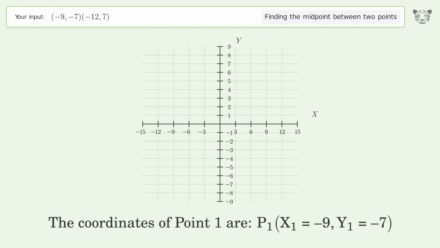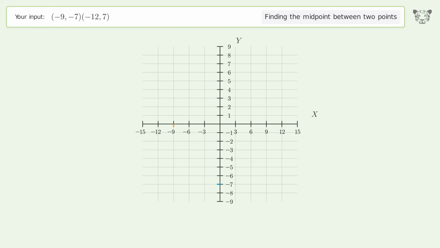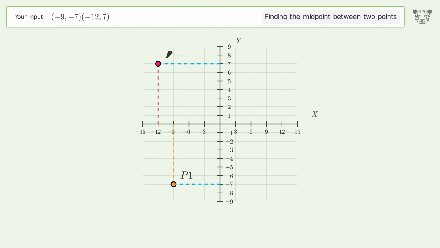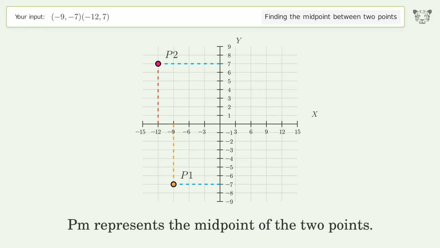The coordinates of point 1 are x1 equals negative 9, y1 equals negative 7. The coordinates of point 2 are x2 equals negative 12, y2 equals 7. PM represents the midpoint of the 2 points.